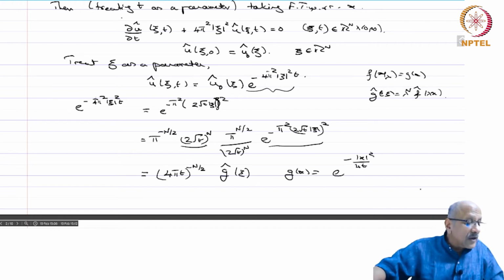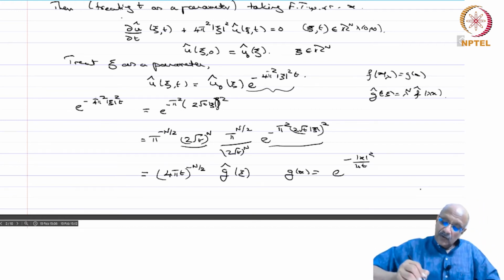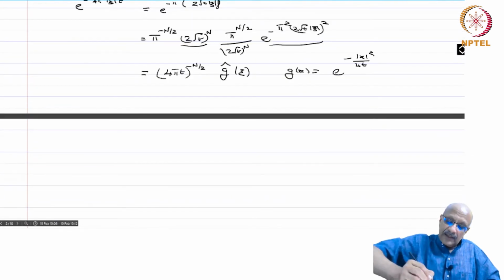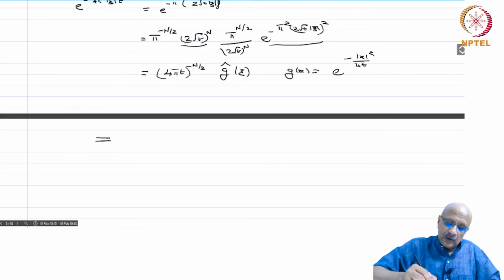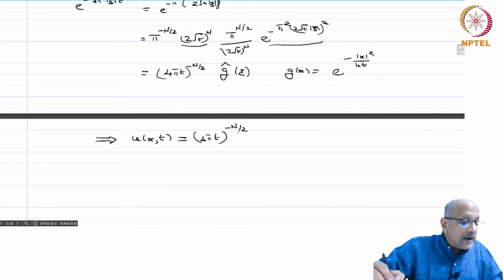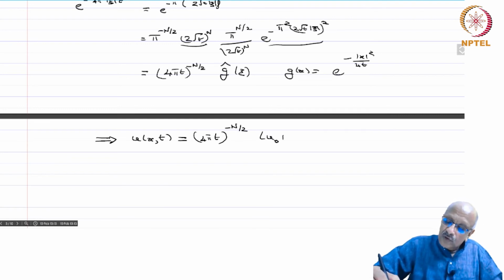Hence you have a product of two Fourier transforms, and that is the Fourier transform of the convolution, and therefore u of x t must be the convolution of these two functions. There is a 4 pi t to the minus n by 2 outside in this expression, times u0 star g at x.